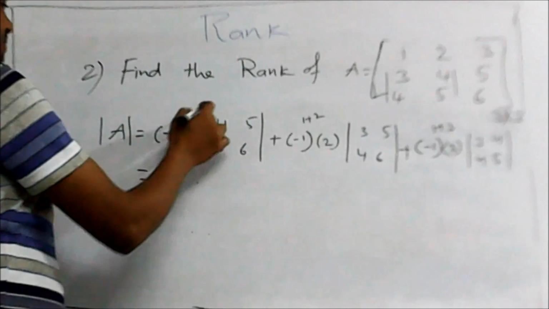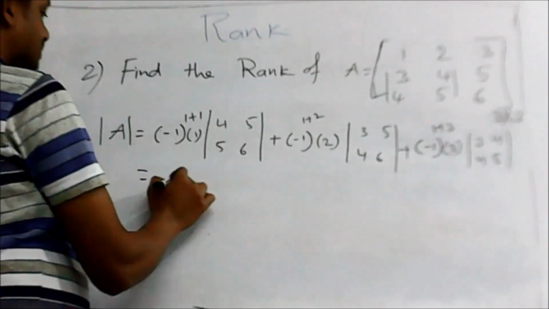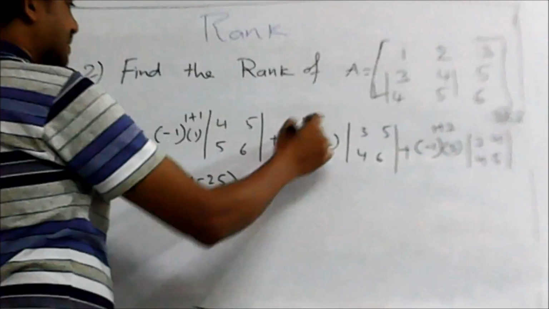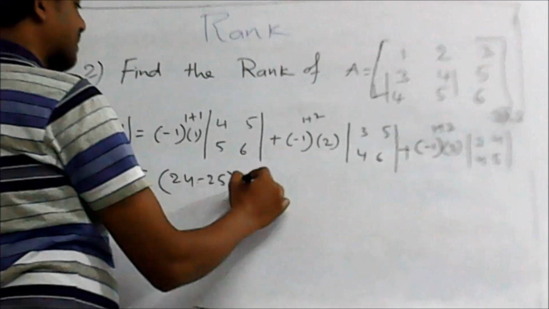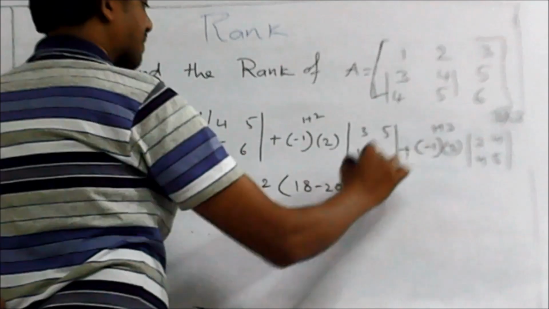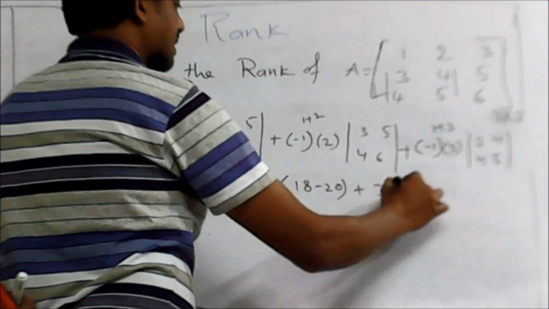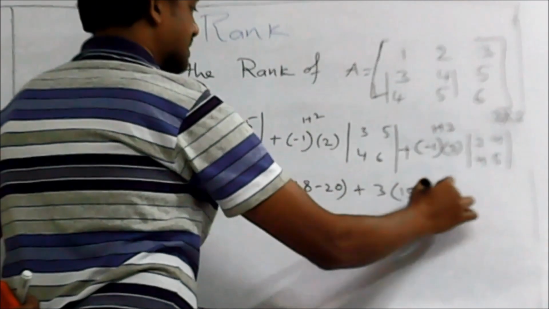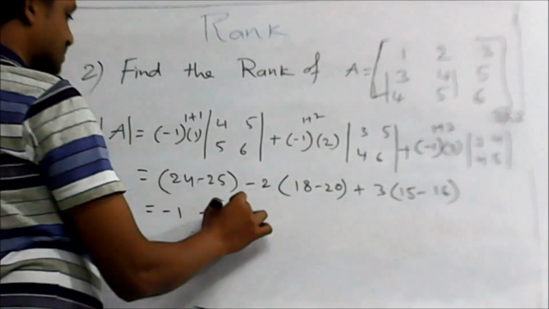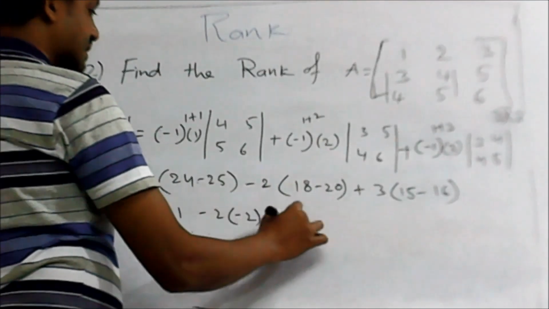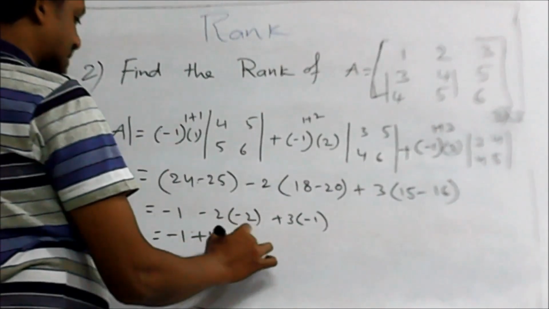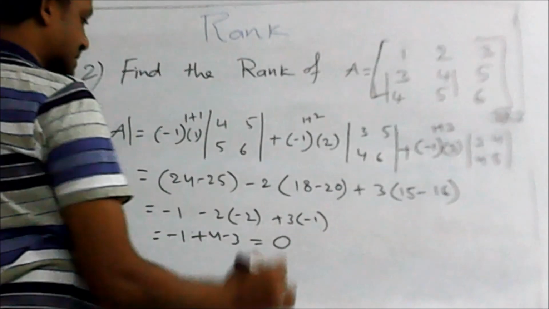So the first one, minus 1 power 2, means positive: 4 times 6 is 24 minus 5 times 5 is 25. Right? Here minus 1 power 3 means negative: so minus 2 times 18 minus 20. Here minus 1 power 4 means positive: 3 times 15, AD minus BC, minus 16. So 24 minus 25 is minus 1. Here minus 2 times minus 2. Here 3 times minus 1. So minus 1 plus 4 minus 3, it is totally 0. So determinant of A is 0.